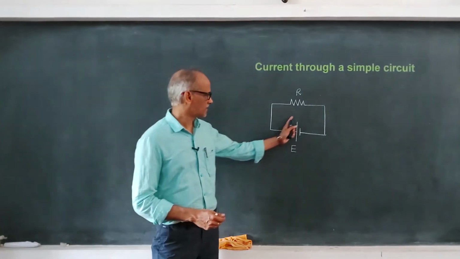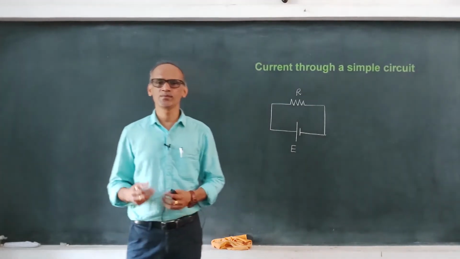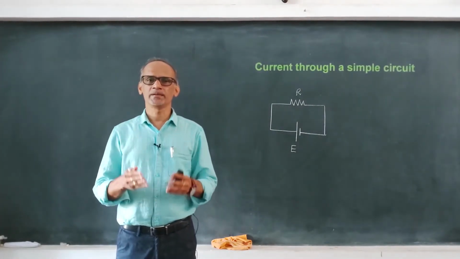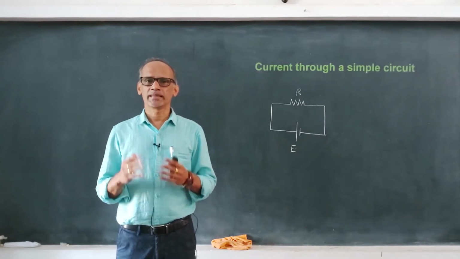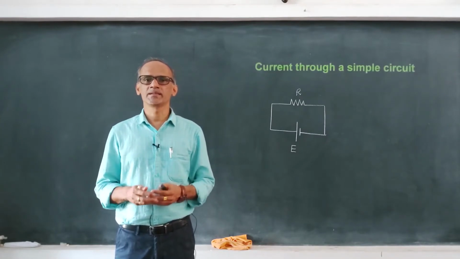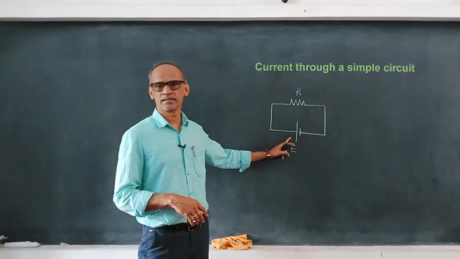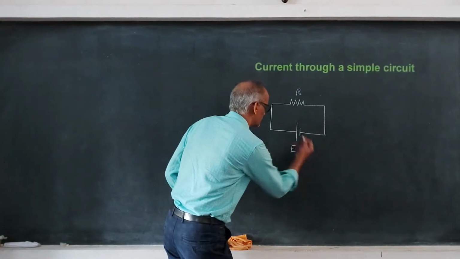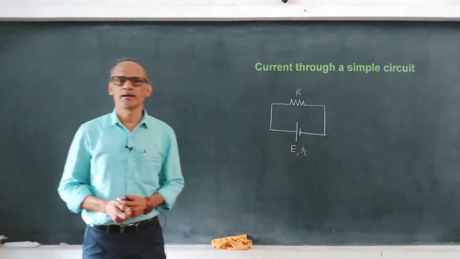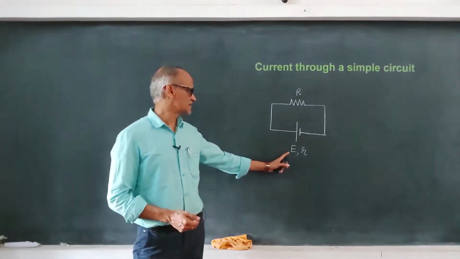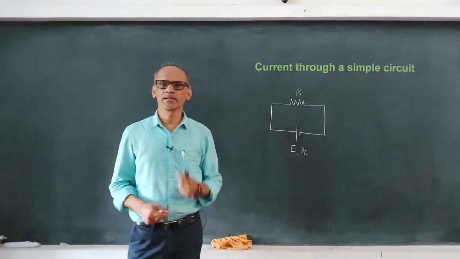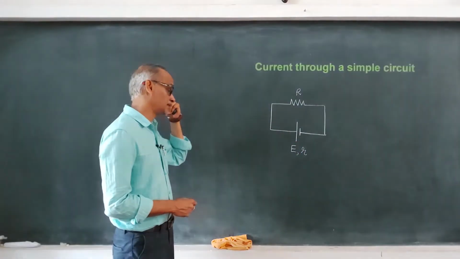And when we construct this cell, we use one or the other conductor inside. It can be in the form of a plate, or it can be a coil, and that offers resistance, and that resistance offered by the cell itself is called the internal resistance, which we denote by small letter r. So, what is E? E is the EMF. What is capital R? External resistance. What is small r? Internal resistance, which is the resistance offered by the cell.